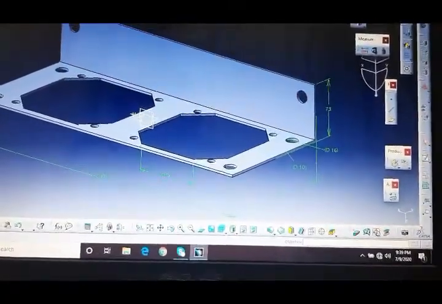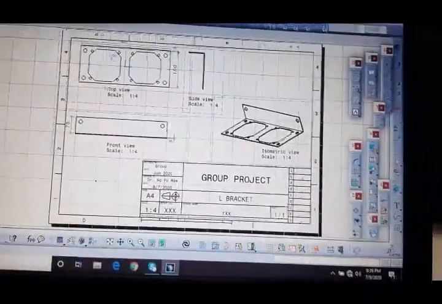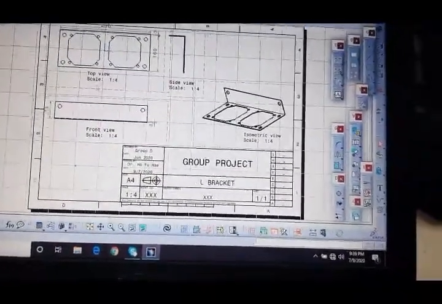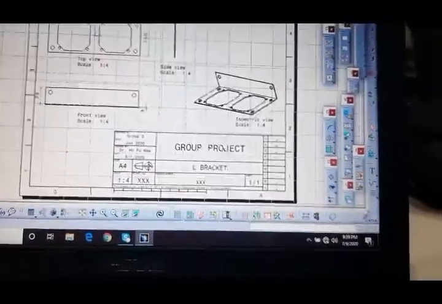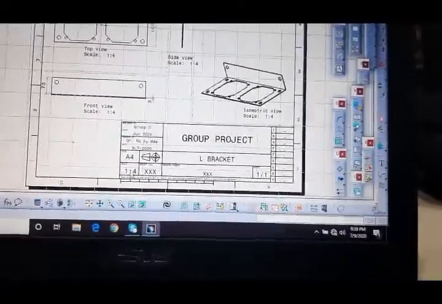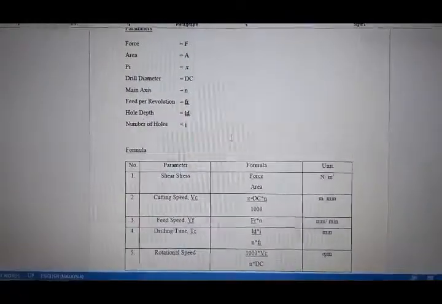This is our full product view. As you can see, there is a top view, front view, and side view. The scale is 1/4. Okay, next we go to analysis.